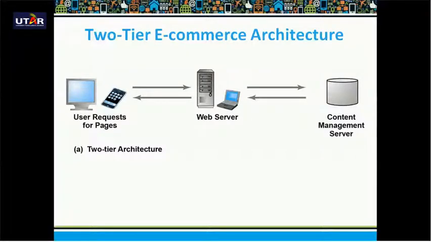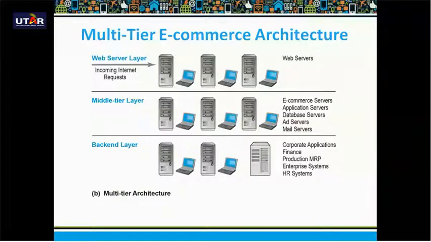For example, on our left hand side, the user accesses the e-commerce site either through a PC desktop or through mobile devices. Then they go through the web server to process certain queries, and they will retrieve content from the content management server. The next slide is about multi-tier e-commerce architectures.